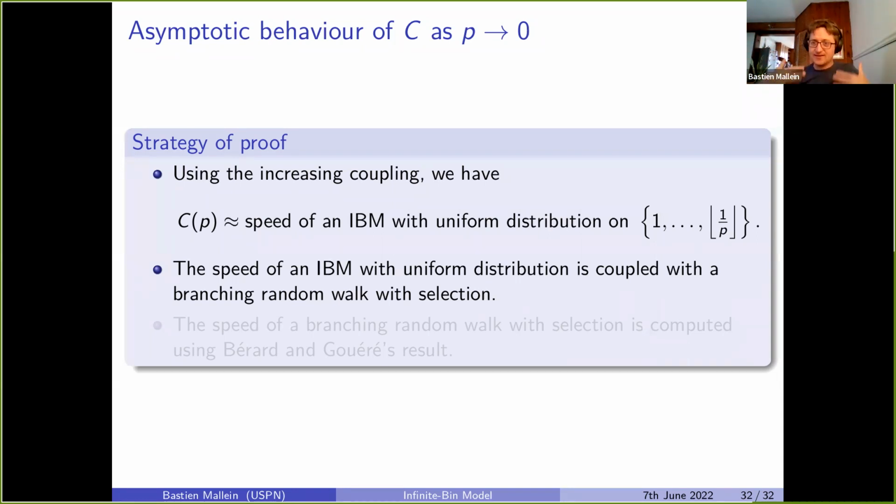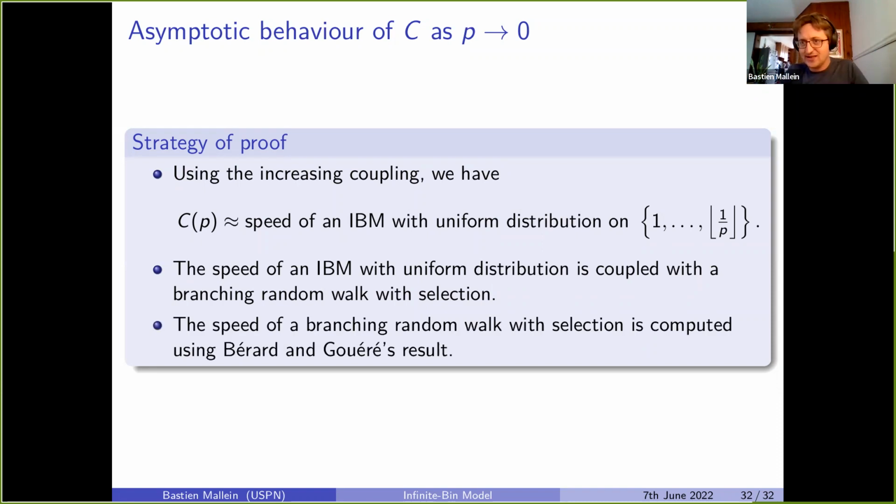And if you look at this model in continuous time, what you really see is a continuous time branching random walk, where you have a system of particles that are not moving, but at rate 1 they create one child exactly one step to their right. And every time there is a branching event, you kill the leftmost child. So it's a branching random walk with selection.